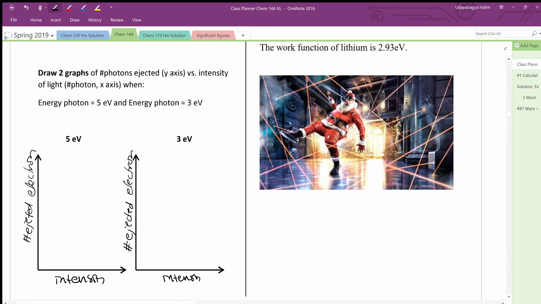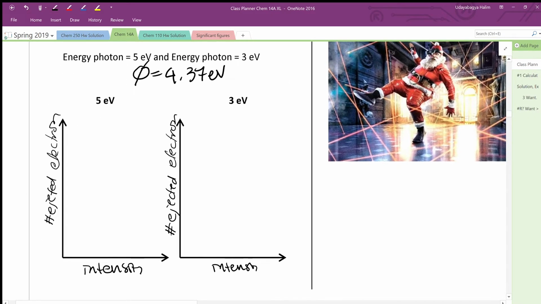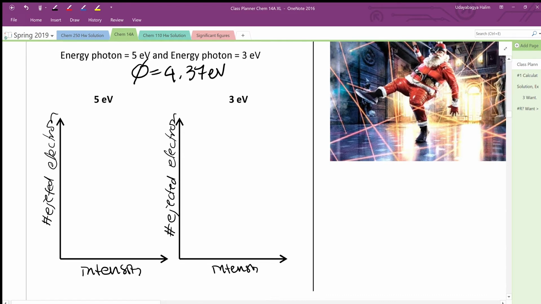This is more a conceptual one. We know that the work function is 4.37 electron volts. So how would it look in terms of the number of ejected electrons versus intensity if your photon is 5 electron volts versus the photon of 3 electron volts?